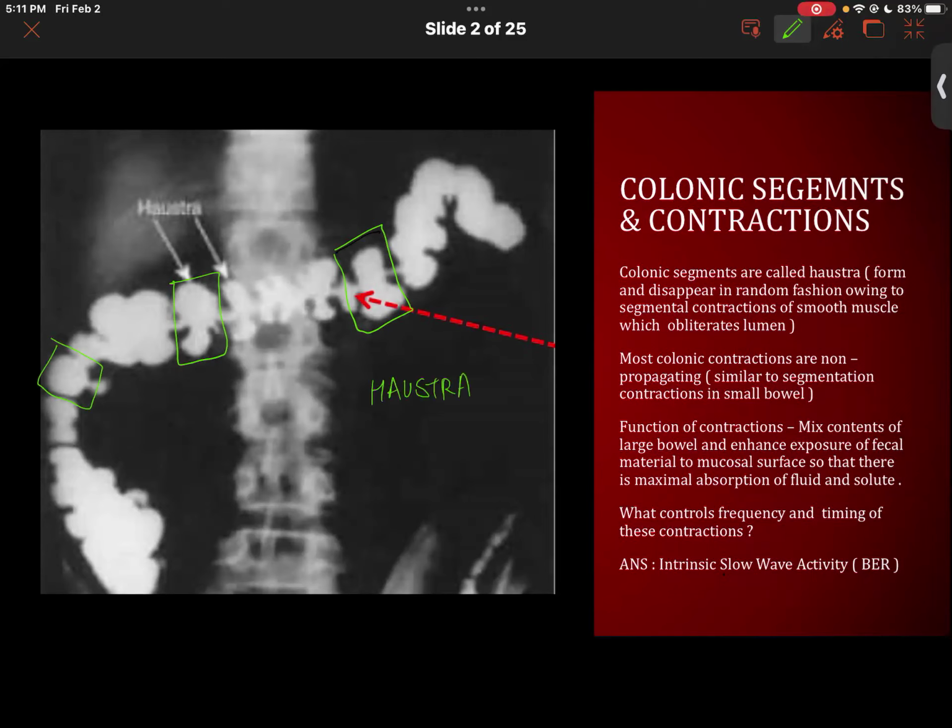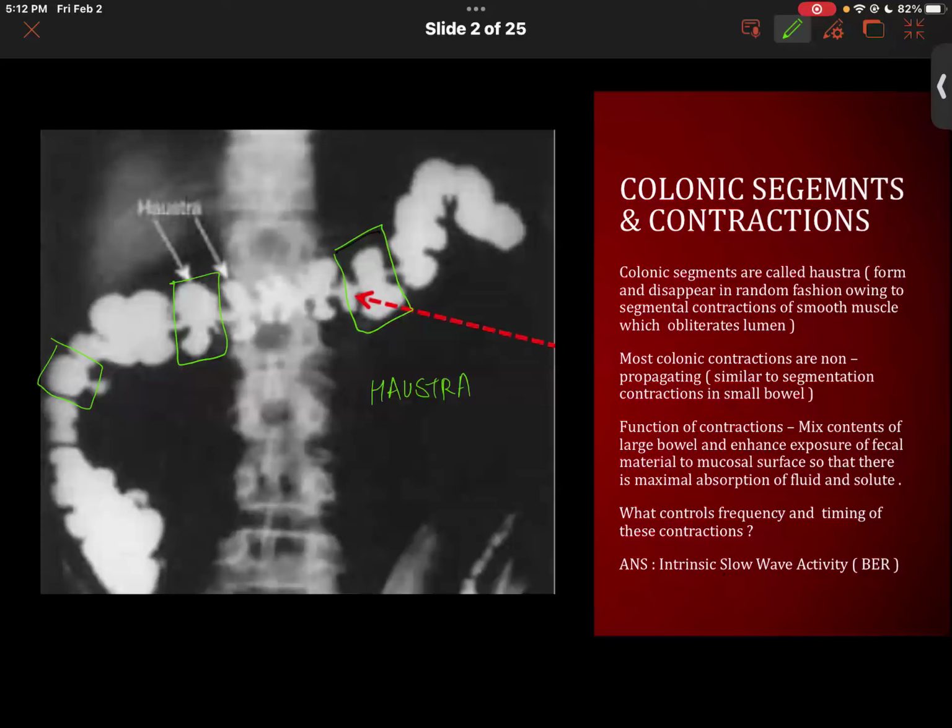So haustra is a segment of the colon, and these aren't permanent, so they're dynamic. They come and go, and this is due to the fact that the haustras are formed by segmental contractions of smooth muscle. The smooth muscle present in the intestine, once it contracts, forms a haustra. And when it relaxes, this haustra is no longer there. That's why we call the haustras dynamic, because they're not present permanently.